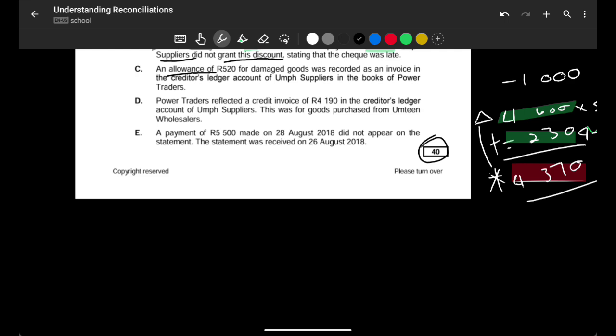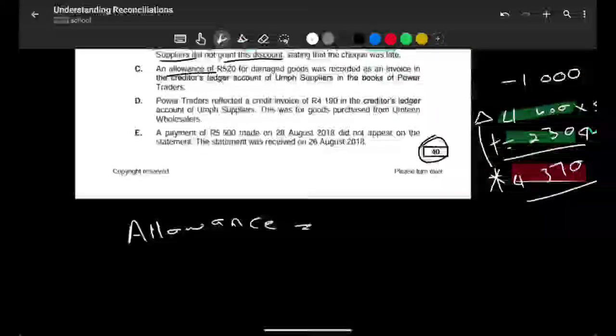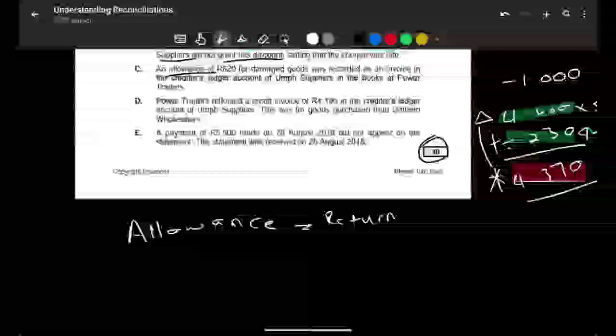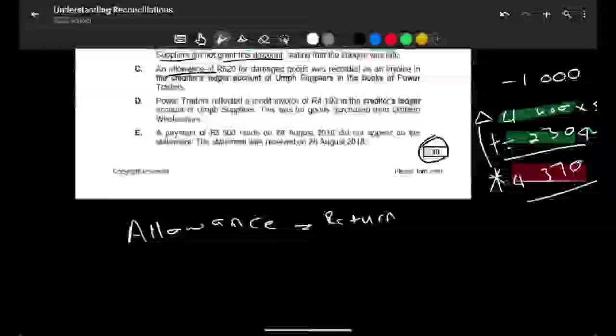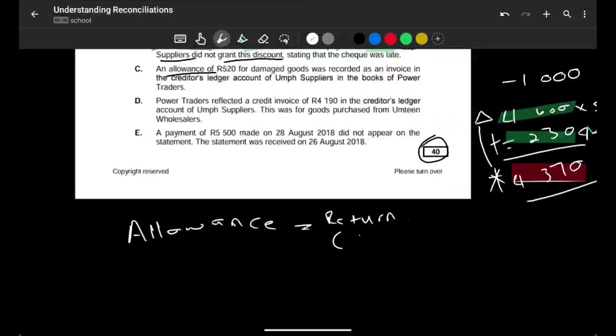The word allowance. When you think allowance, I want you to think return, right? An allowance is a return. So if they say you were given an allowance, creditors allowance or debtors allowance or whatever, you brought back stock, meaning that there is a subtraction. You must subtract from the amount, right?